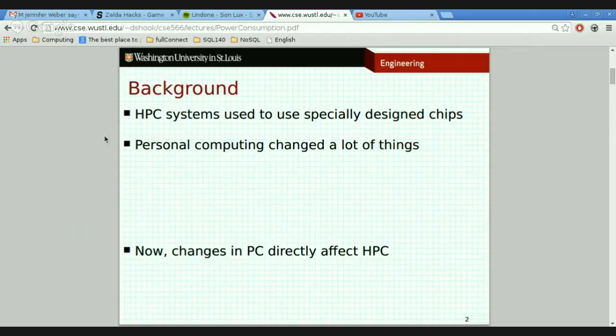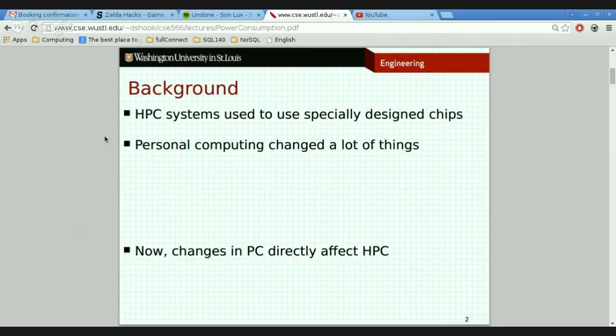These days, if you want to build a supercomputer, there is no design time at all spent on the actual chip. Now you still have to design lots of other things as well, right? The network and the topology and of course, memory, all of that fun stuff that we're going to talk about later on. But you do not have to spend time designing a chip anymore. You can just go buy a whole bunch of chips off the shelf. And so now any changes that affect personal computing also directly affect high-performance computing, which is very, very important, right?